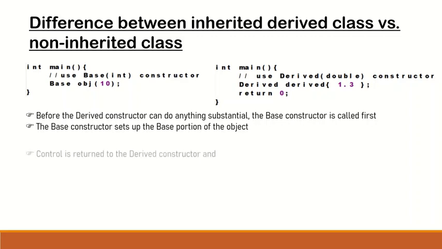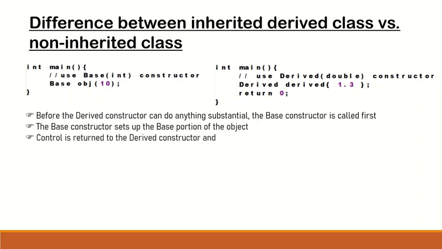Third point: control is returned to the derived class constructor after the base class constructor has initialized the base part, and the derived constructor is allowed to finish its job. In this example, the derived constructor has nothing to do with how the base class is initialized, so it will use the default constructor for that. So finally, the derived class object will have a garbage value for the base part, and it has 1.3 for the derived class data member.